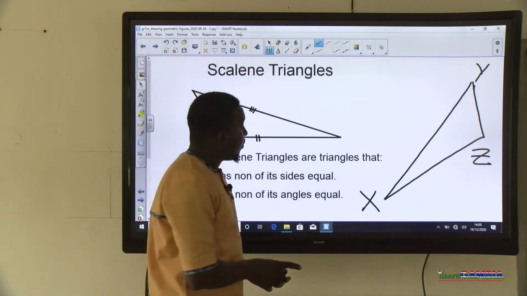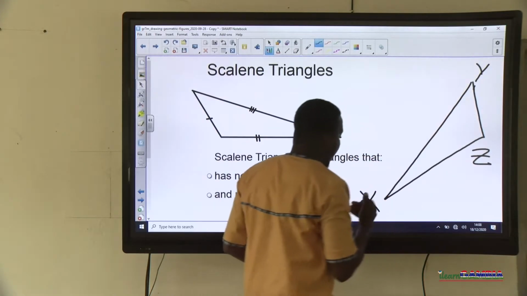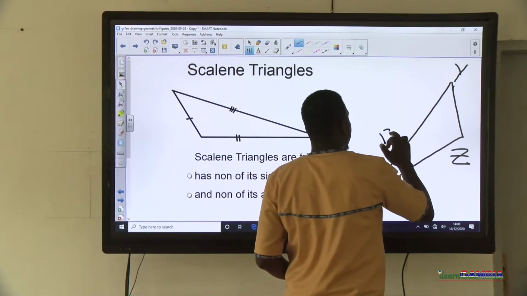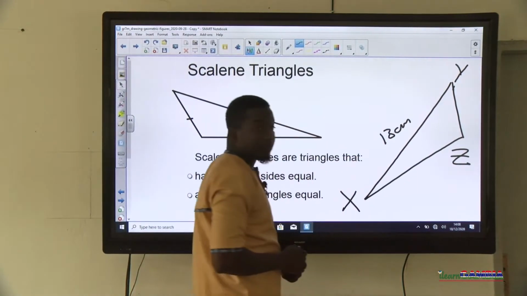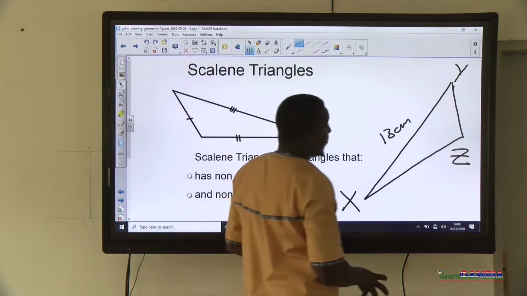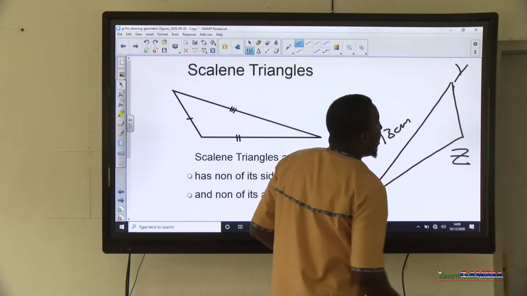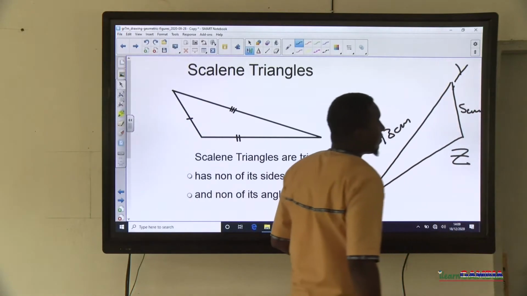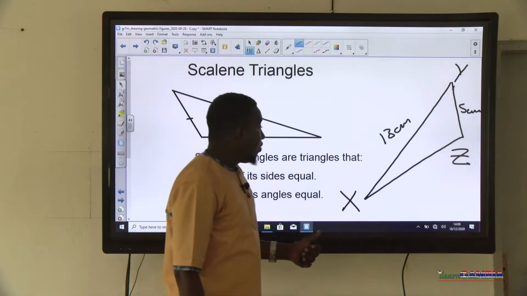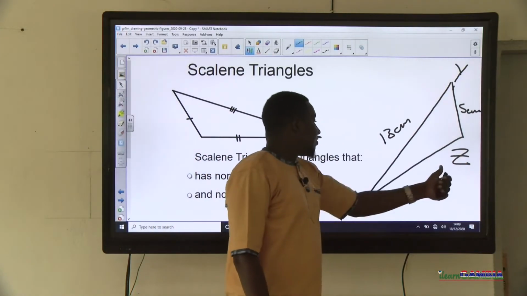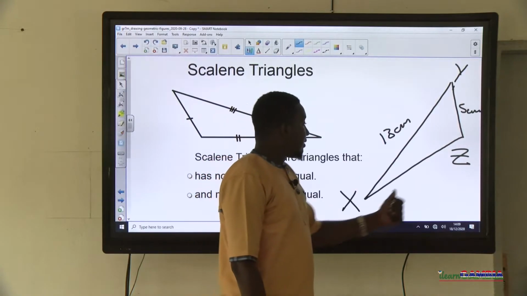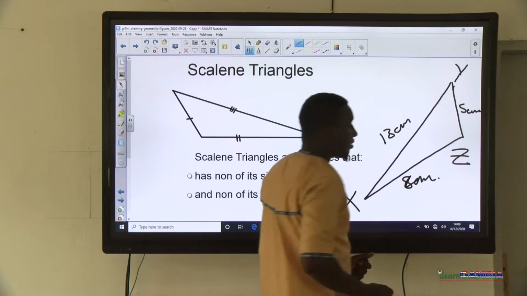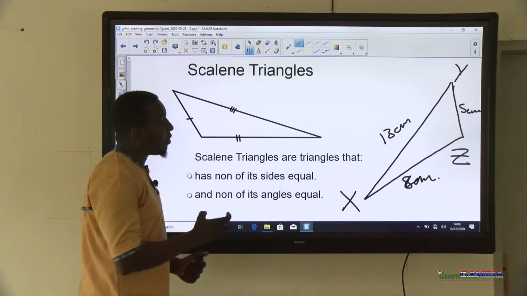Let's assume we measure line XY. When we measure line XY, we realize that it is equal to 13 centimeters. Then we decide to measure line YZ, and we find out that line YZ is equal to 5 centimeters. From there, we measure line XZ, and line XZ is equal to 8 centimeters. Now, what does this tell us about the triangle?